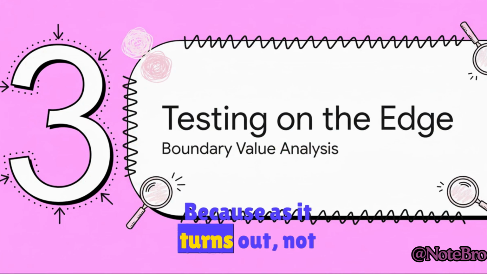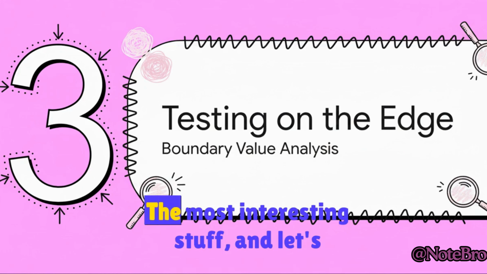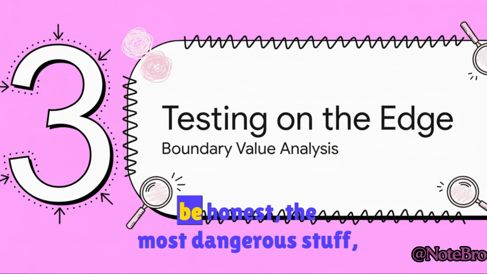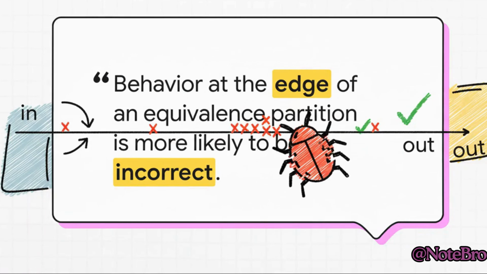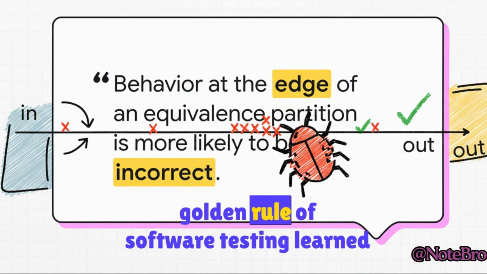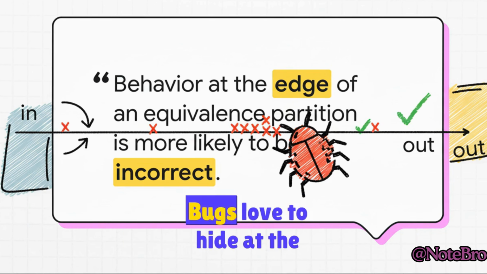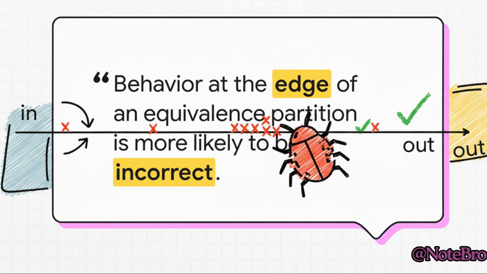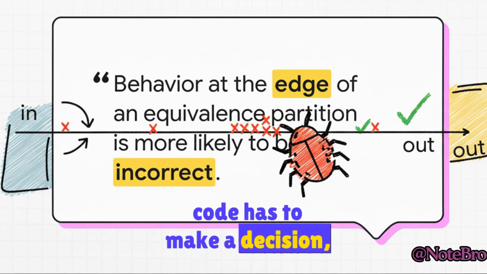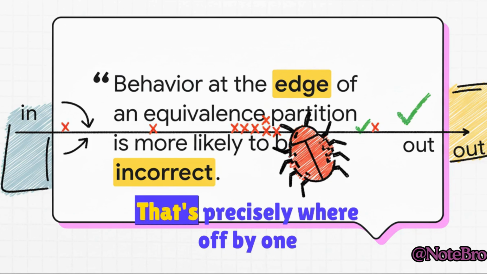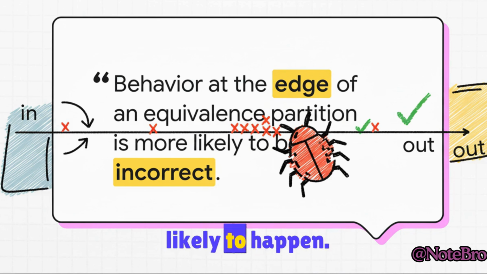Because as it turns out, not all values inside a group are created equal. The most interesting stuff, and let's be honest, the most dangerous stuff, happens right on the edge. And this, right here, is a golden rule of software testing, learned from decades of experience. Bugs love to hide at the boundaries. That one single point where the code has to make a decision: is this value in or is it out? That's precisely where off-by-one errors and other mistakes are most likely to happen.